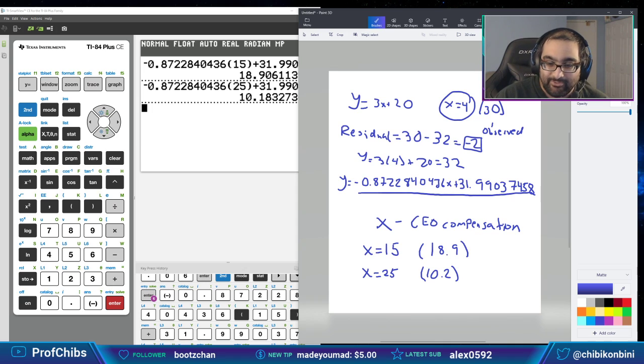Yeah, I'm confused too. How do you get the same exact A and B value? If you change the numbers, that would change A and B. That's so weird.